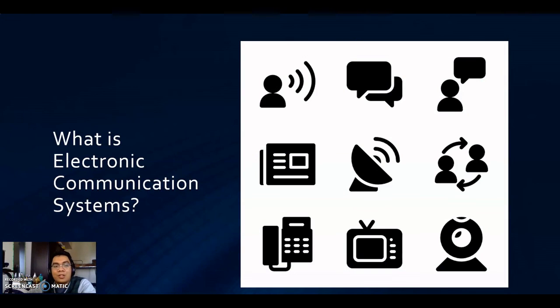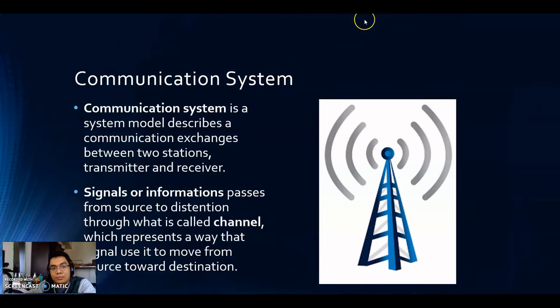So now that we have discussed that topic, let's move into electronic communication systems. But first, let's ask ourselves, what is an electronic communication system? Let's talk about a communication system first. A communication system is a system model that describes communication exchanges between two stations, transmitter and receiver. Signals or information pass from source to destination through what is called a channel, which represents the way that a signal uses to move from source toward destination.